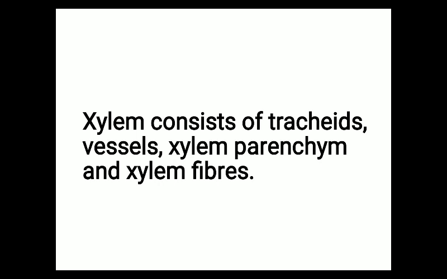Now come to the xylem. What are the components of xylem? A simple question will come in the exam: what are the components of xylem? Then we have to write that xylem consists of tracheids, vessels, xylem parenchyma and xylem fibers. This is a very important slide. Once again, xylem consists of tracheids, vessels, xylem parenchyma and xylem fiber. These four are the components of xylem, so xylem is made up of these four different types of cells.